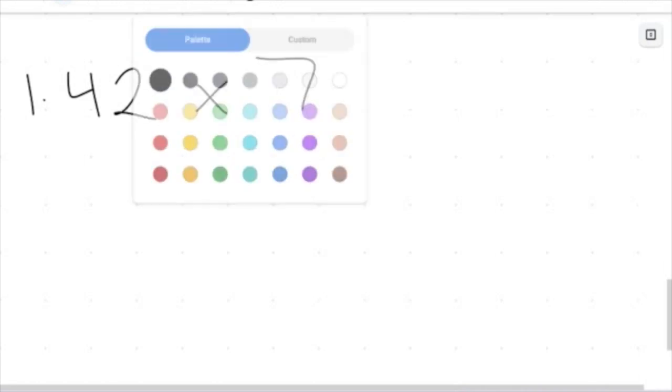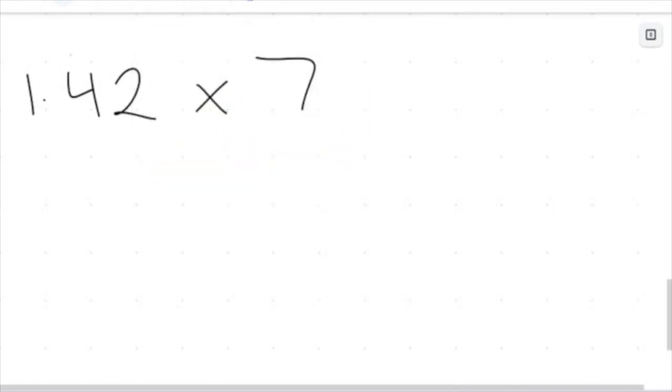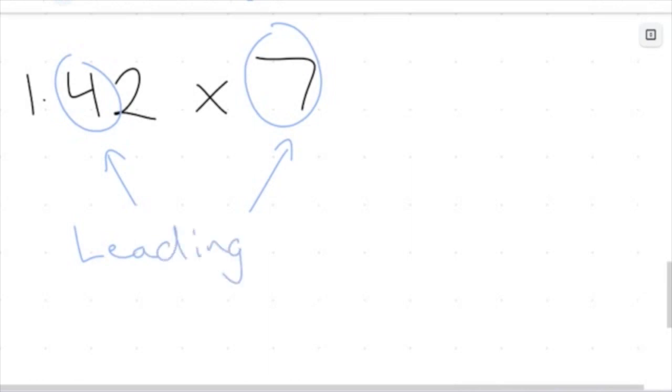So let's say we have question 1, 42 times 7. And I'm going to find this answer by rounding each number to the leading digit. Now, what I mean by the leading digit is the first digit in each of these numbers. So my 4 here, my 7 here, these are my leading digits.